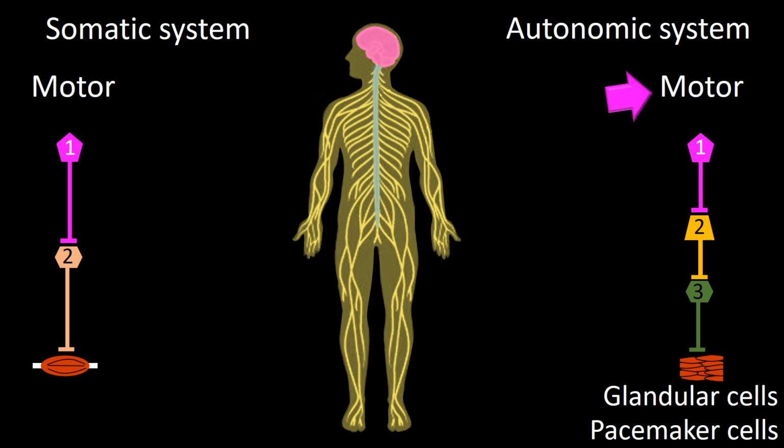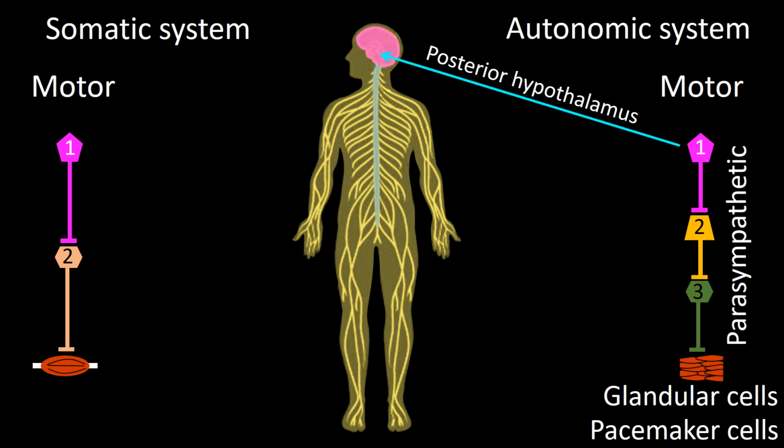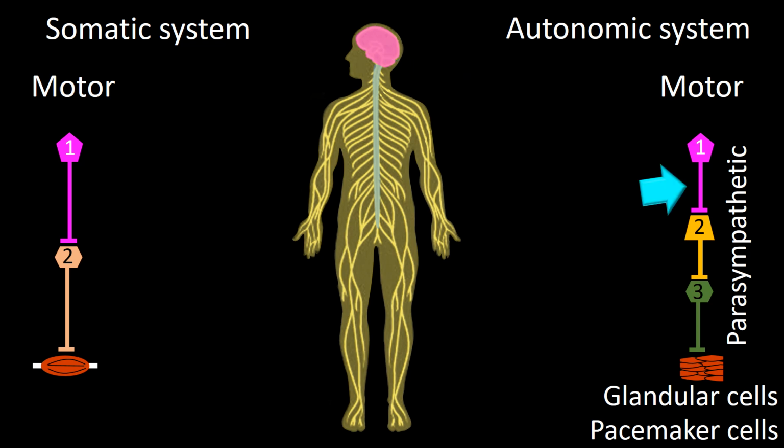So now let's go back to the motor arm of the autonomic system, because as you know, the motor autonomic system is further divided in two systems. In the next few minutes, I will talk about each of them individually. We will start with the parasympathetic system. The first neuron of the parasympathetic system is in the posterior region of the hypothalamus. Their axons constitute the dorsal longitudinal fascicle or fasciculus of Schultz.